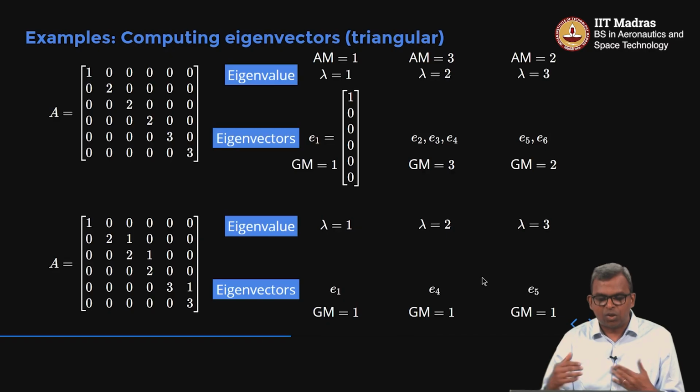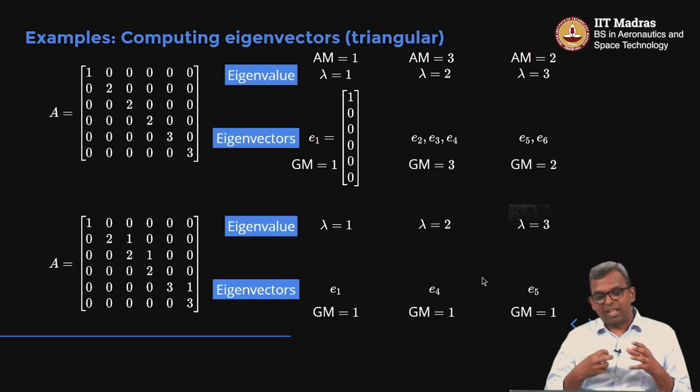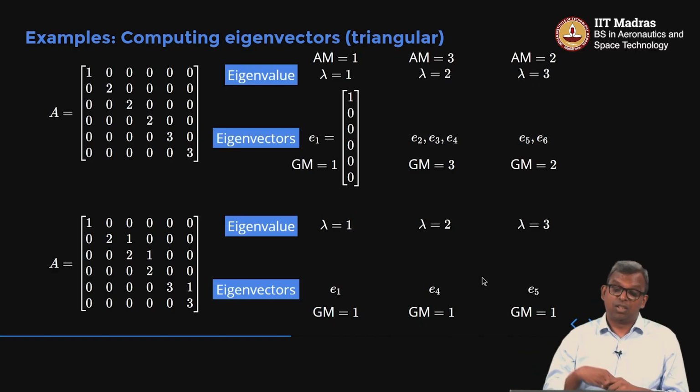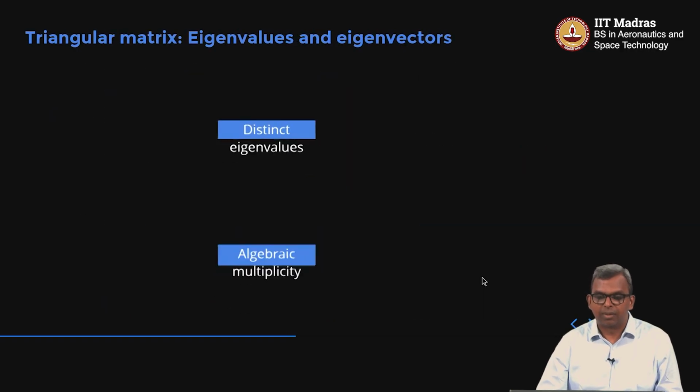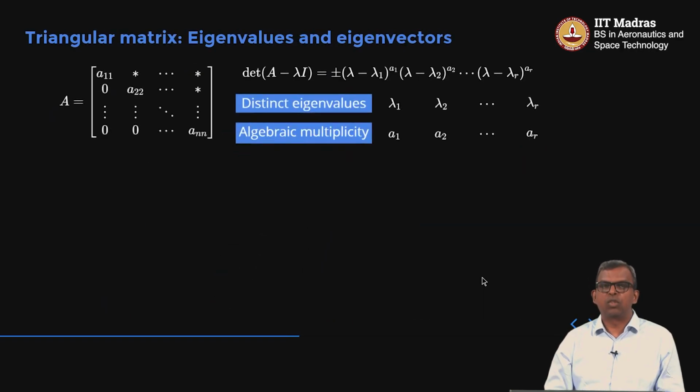Okay. So just to show you that when you add these off diagonal values, the number of eigenvectors changes, the geometric multiplicity changes. Okay. So I hope this is convincing to you. All these examples, go through them once again, make sure you understood how the eigenvector calculation works. Okay. So now let us generalize.